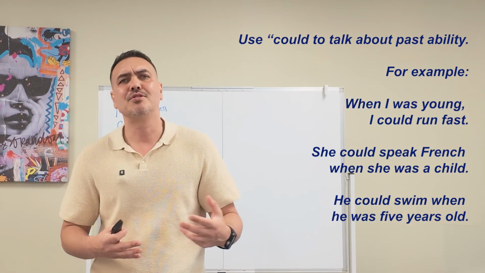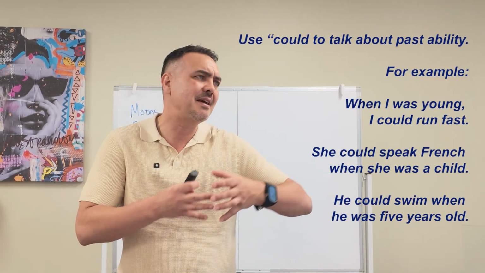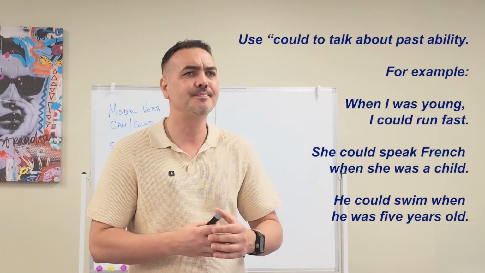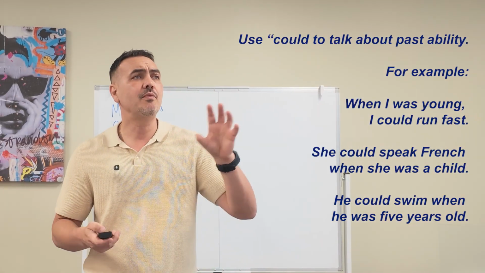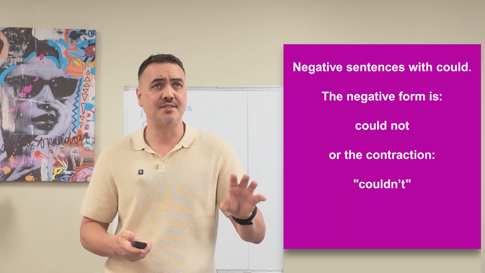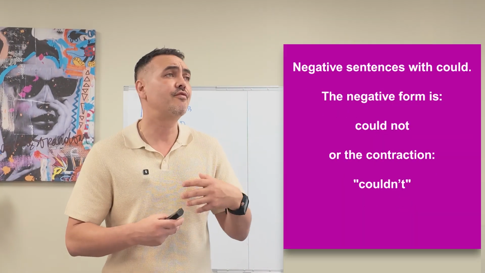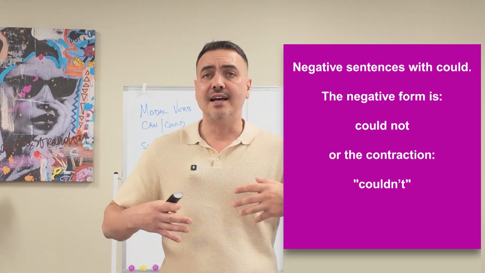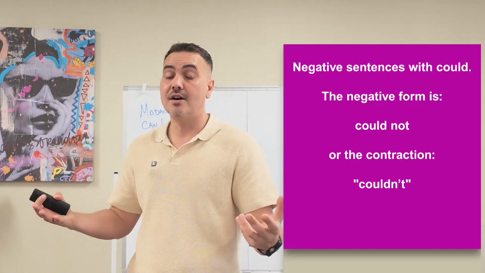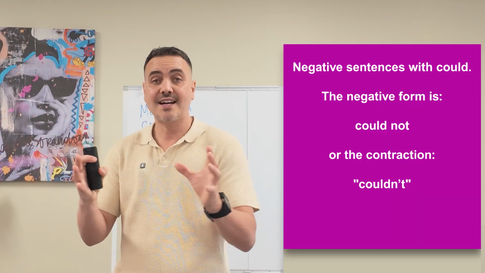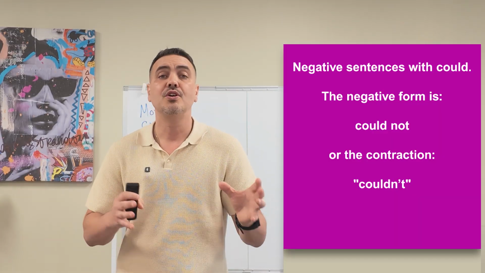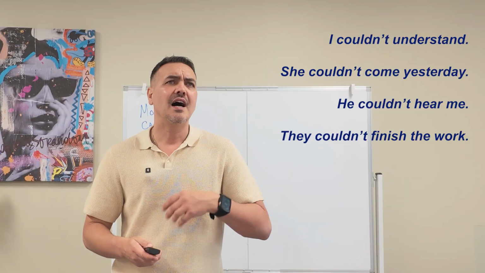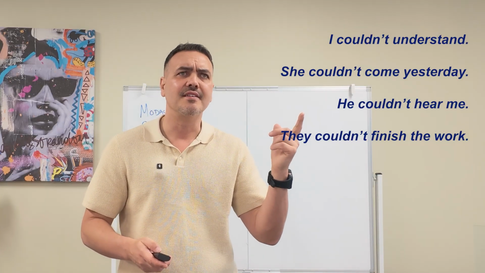In these examples, could talks about having the ability to do something in the past, okay? And if we want to make negative sentences with could, the negative form is could not, okay? And as is often the case, we contract those to couldn't, okay? For example, I couldn't understand.